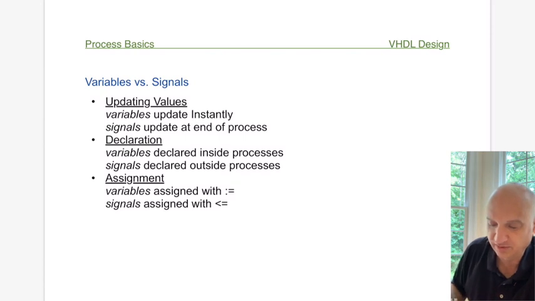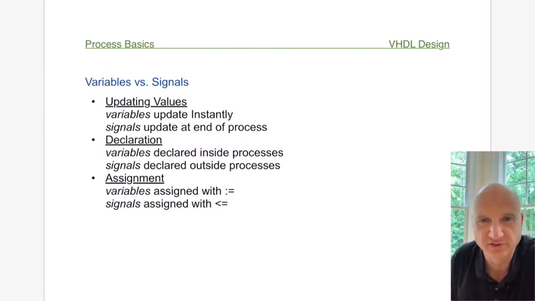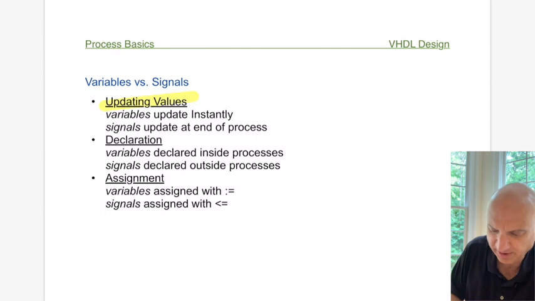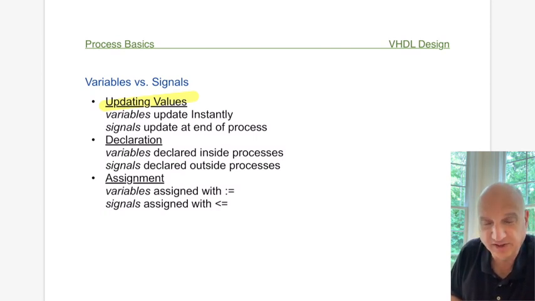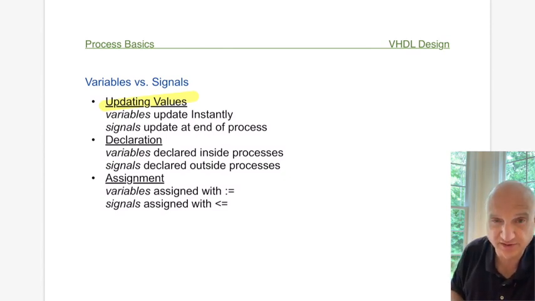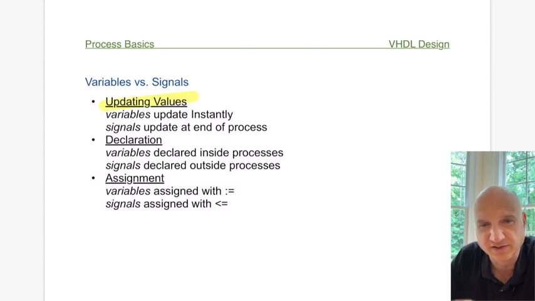Why don't we take a look at some of the differences between variables and signals so we can get a better handle on that as we do our designing. Updating values: variables, like we said before, will update instantly, whereas signals don't update until the end of the process. So the process has to terminate or suspend before a signal gets updated. But a variable, as soon as it changes value inside the code, will change value, right? So that's not delayed. And we can take advantage of this. It actually becomes a benefit in some designs.